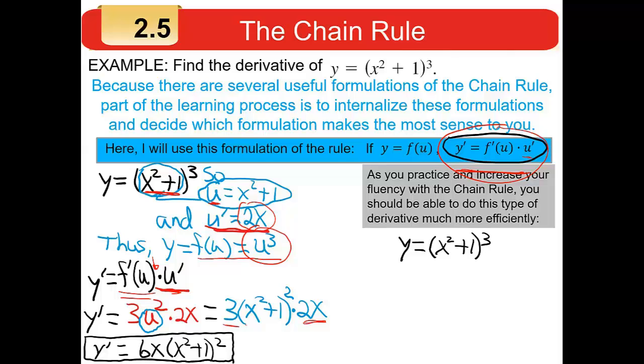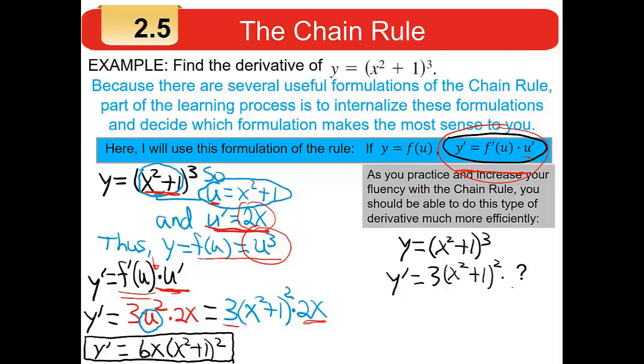So you think of that as something getting cubed. Formally, we put a u in, but I would say you don't necessarily have to do that, and you want to sort of get away from that pretty quickly. So I'm going to think u in my head, but I'm not going to write it down. I know as soon as I put u in, I get u to the third, and the derivative is going to be 3u squared. And I know eventually the u is going to come out, and x squared plus 1 is going to go back in.